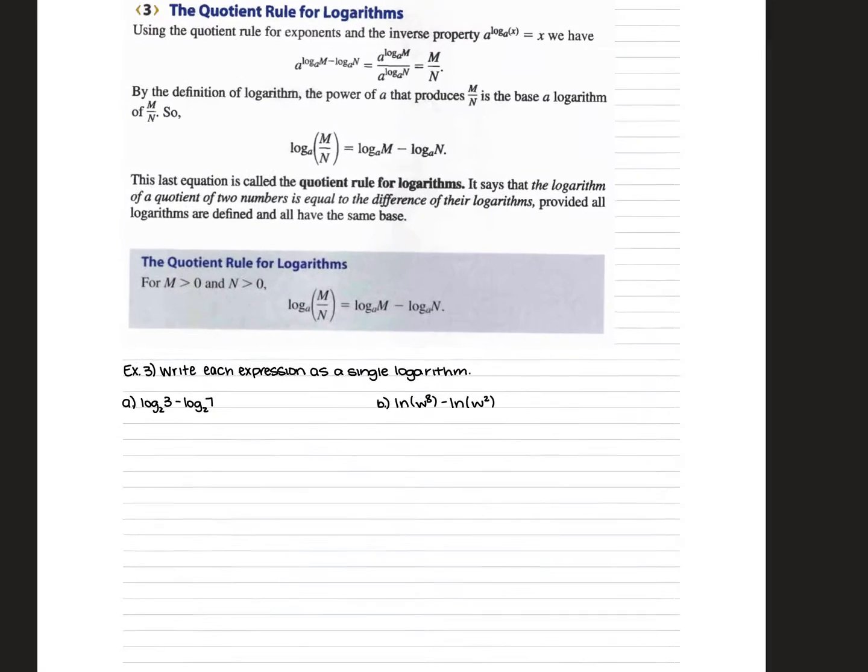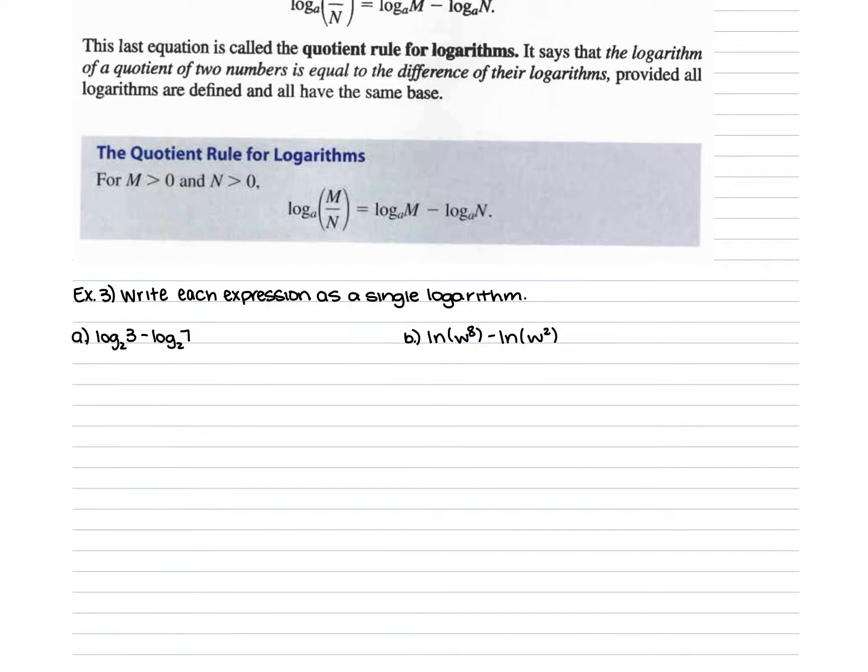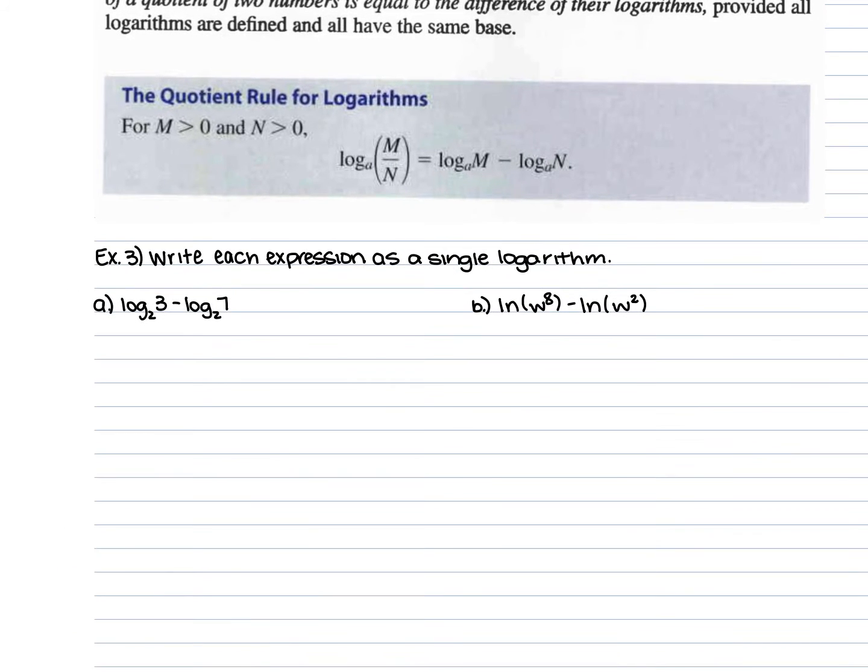Next, we're going to work with subtraction. If addition represents multiplication, subtraction will represent the opposite of multiplication, which is division. So we're going to deal with the same thing here. If our base is the same for both of the logs that are being subtracted, we're going to keep that part and then divide the whole numbers.